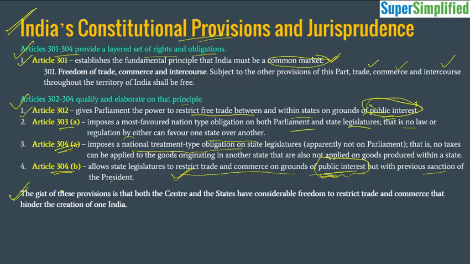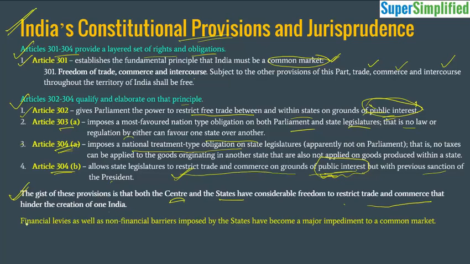So the gist of these provisions is that both center and states have considerable freedom to restrict trade and commerce that hinder the creation of one India. That is why we have not achieved the dream of one economic India till now, because of these provisions. And financial levies, like we have discussed in the previous slide, the octroi, entry tax and all those different taxes created by the states, as well as some of the non-financial barriers imposed by the states, have become a major impediment to a common market, right?